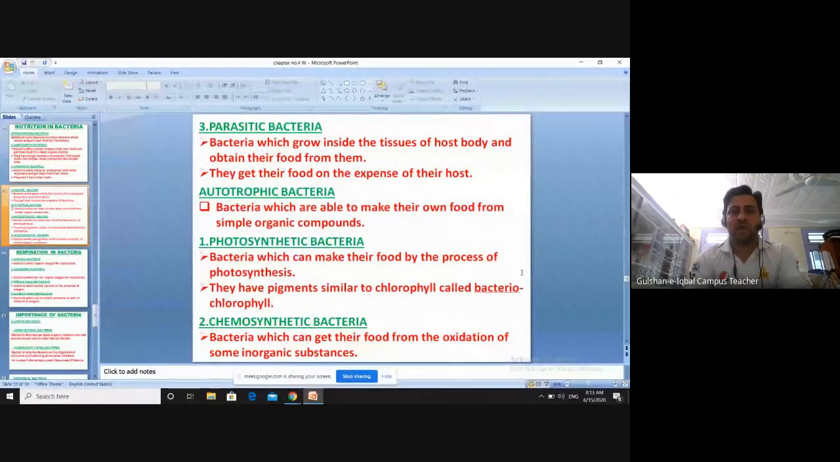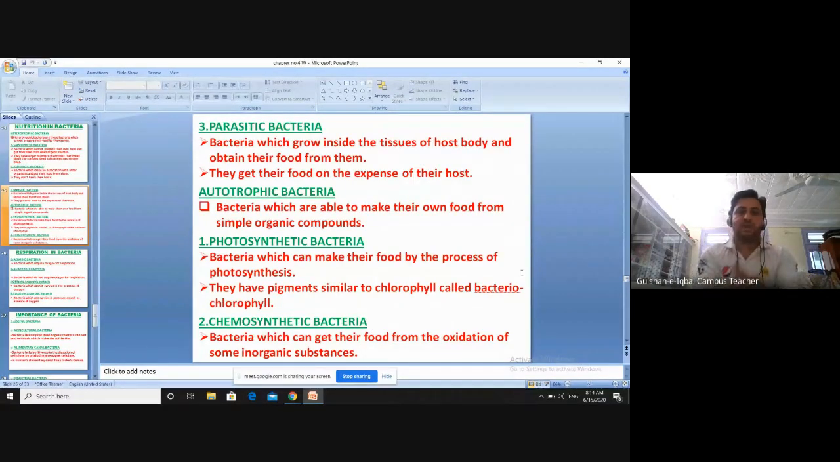Then we have a third type of heterotrophic bacteria, that is parasitic bacteria. Parasites are organisms which live in their host body and harm the host body. So parasitic bacteria are those bacteria which grow inside the tissue of the host, inside the cell of the host, and obtain their food from them, and in return they harm those organisms. The host is being harmed by the parasitic bacteria. So these are the three types of heterotrophic bacteria: number one is saprophytic, number two is symbiotic, and number three is parasitic bacteria.